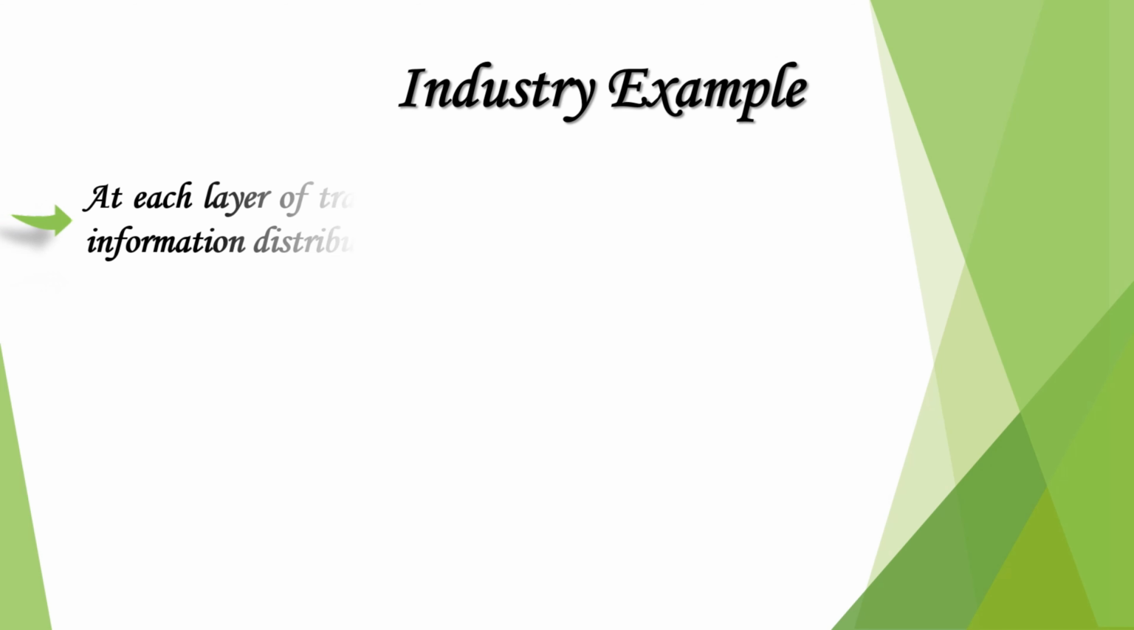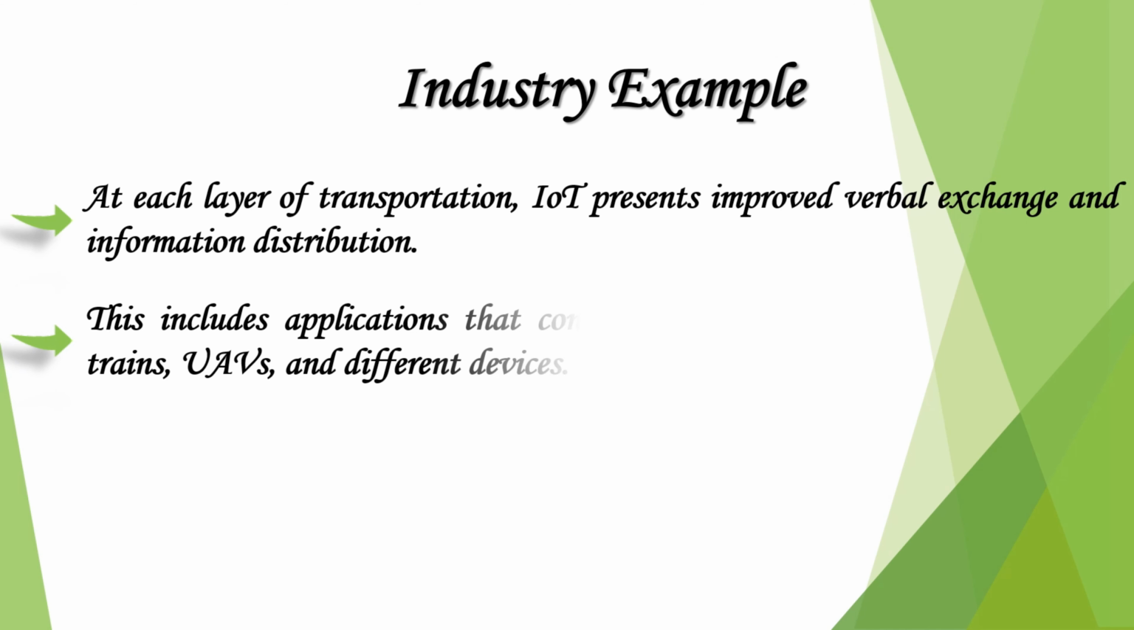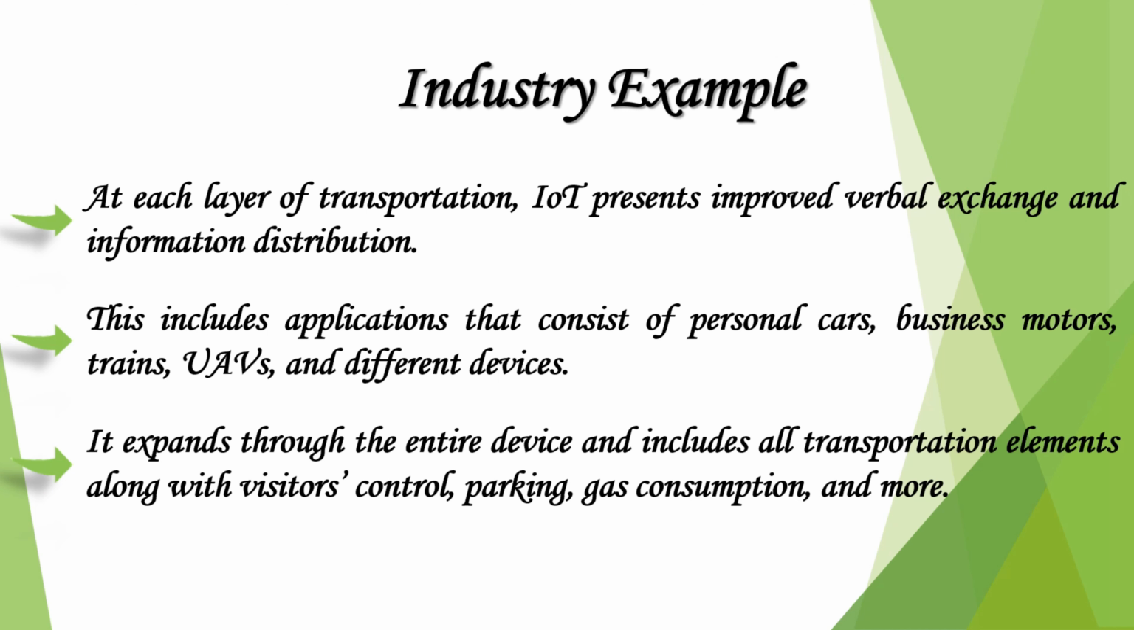At each layer of transportation, IoT presents improved verbal exchange and information distribution. This includes applications that consist of personal cars, business motors, trains, UFs, and different devices. It expands through the entire device and includes all transportation elements along with visitors control, parking, gas consumption, and more.